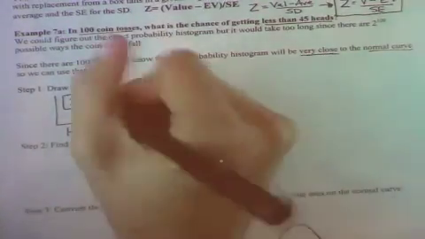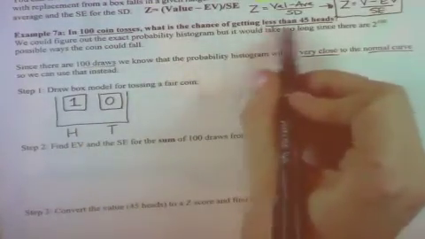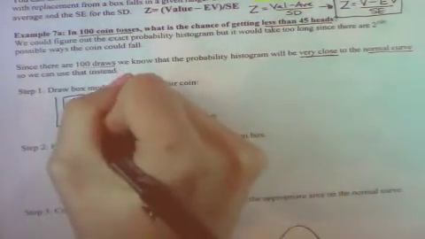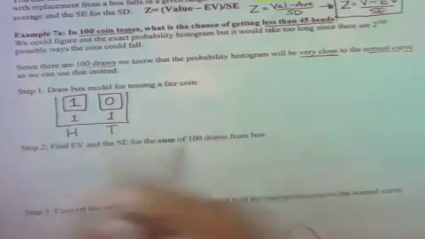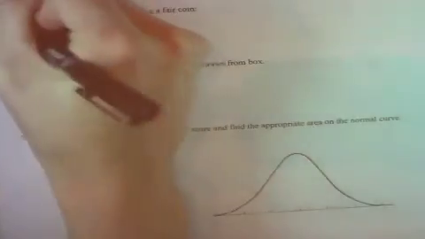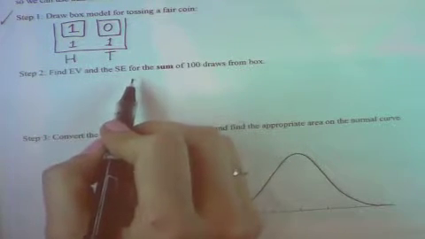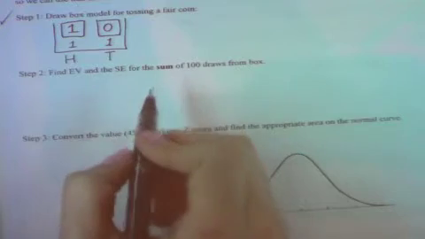So we're going to say heads is 1, and what's tails? We don't care about tails, because we're only worried about getting our heads. So every time we get a tail, we're just going to move on. Don't count anything. And there's only 1 of each, right? So there's our histogram, there's our box model. All right, so step 1 done. Step 2, find the expected value and the standard error for the sum.